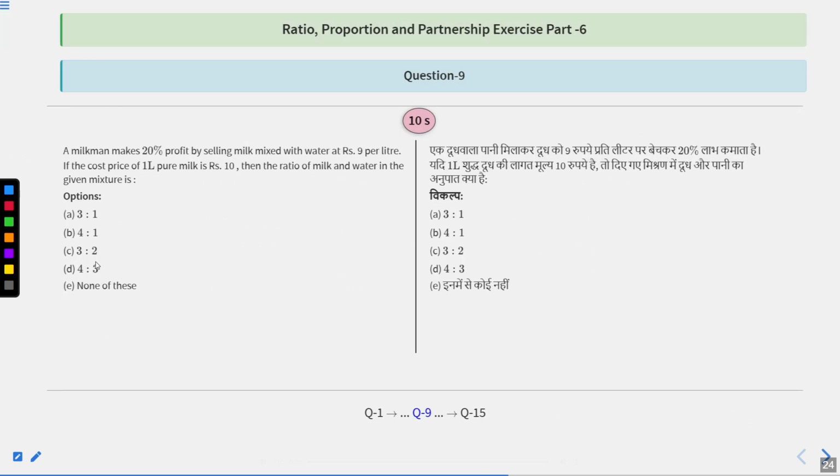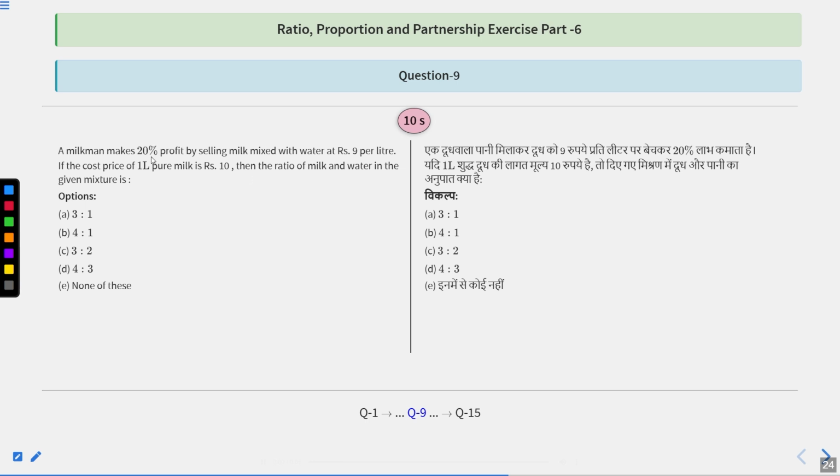Next one. A milkman makes 20% profit by selling milk mixed with water at 9 rupees per liter. If the cost price of 1 liter of pure milk is 10 rupees, then what is the ratio of milk and water in the given mixture? Clear? You have 5 options and 10 seconds to analyze the question. Your time starts now.